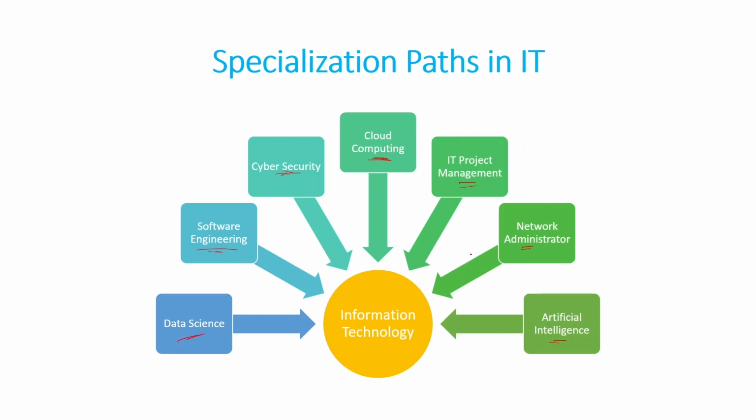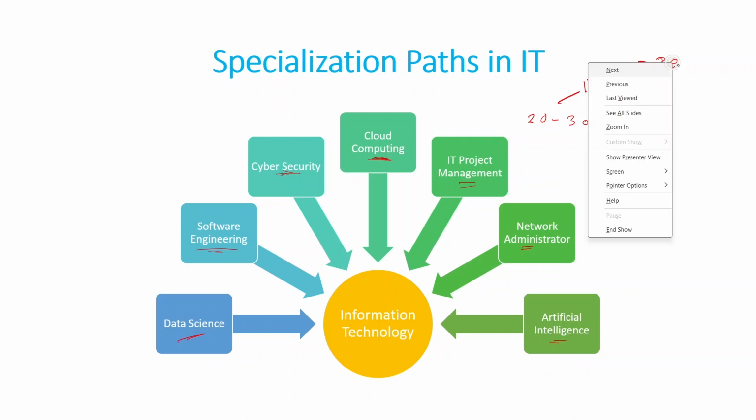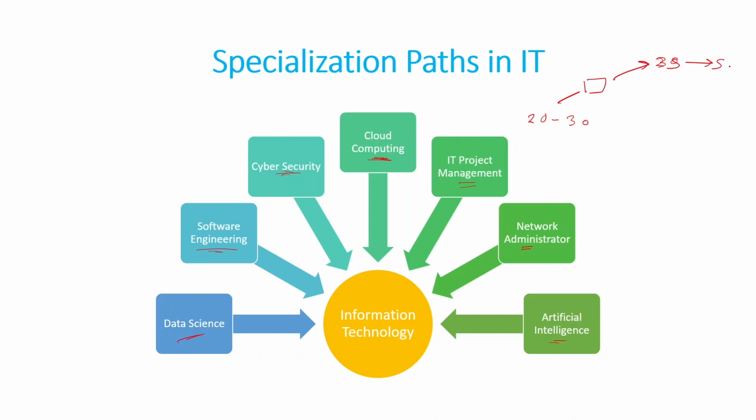So there are so many paths, right? For example, we have cloud computing, then graphic design, then game development, there are so many jobs. But you need to decide which one you are going to select for your future, because think your age is between 20 and 30. The decision you are taking here will affect your entire future, that means from 25 to 55 or until you die, right?